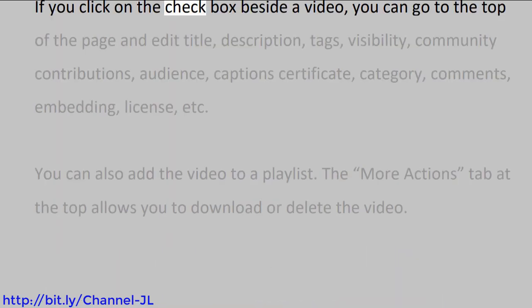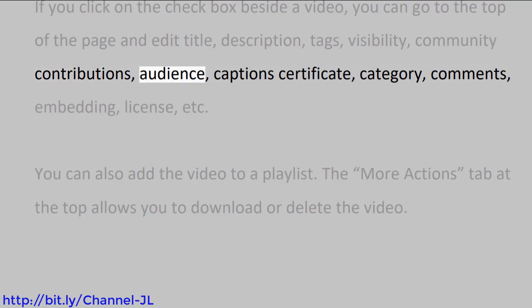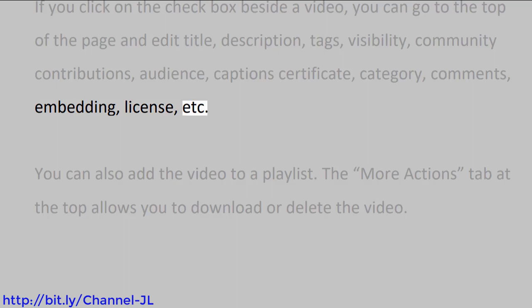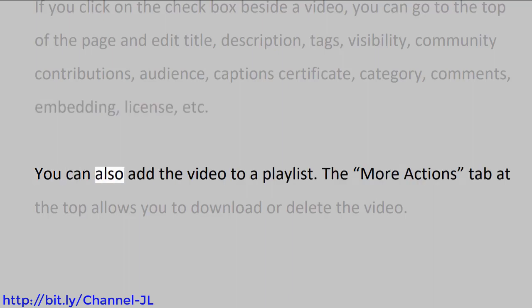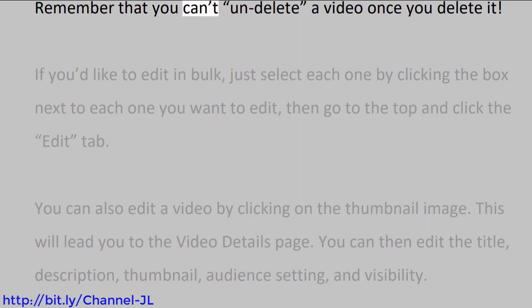If you click on the checkbox beside a video, you can go to the top of the page and edit title, description, tags, visibility, community contributions, audience, captions, certificate, category, comments, embedding, license, etc. You can also add the video to a playlist. The More Actions tab at the top allows you to download or delete the video. Remember that you can't undelete a video once you delete it.